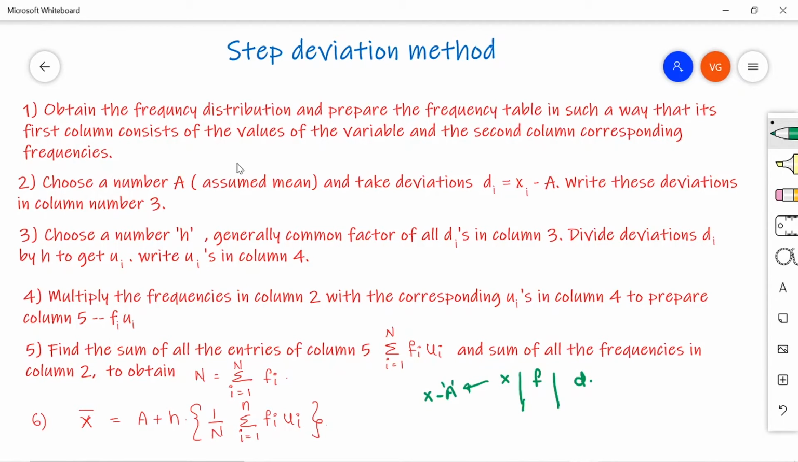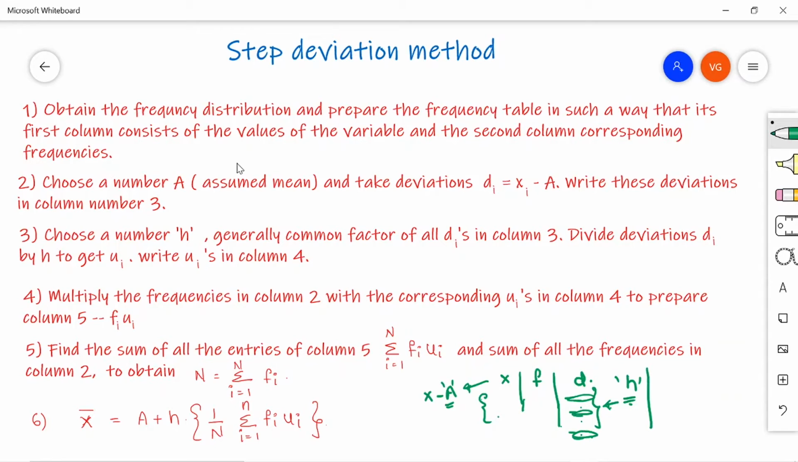You will be selecting the value of a, the assumed mean, from these values, right? So choose a number h that is generally a common factor for all the d values. Suppose, this is used when you have bigger numbers of d. So from all these corresponding deviations, you will be selecting one value called h, that is nothing but the common factor for all the values of d here.